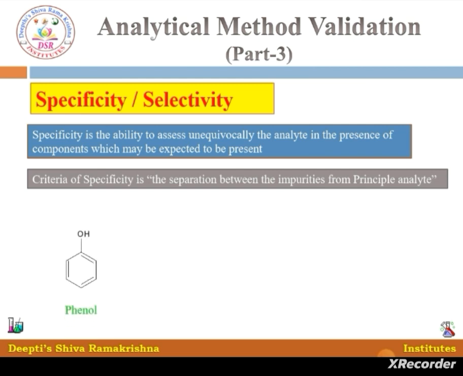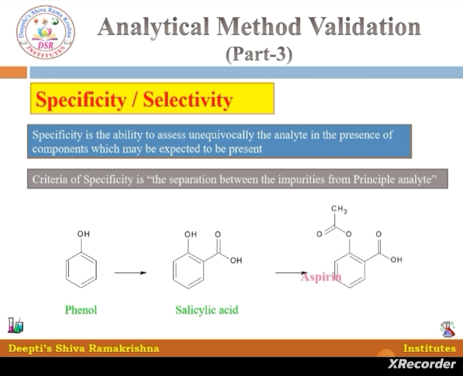In one chemical reaction, we take phenol. By using phenol, we will prepare salicylic acid. By using salicylic acid, we will prepare aspirin. So why have I taken aspirin as an example?